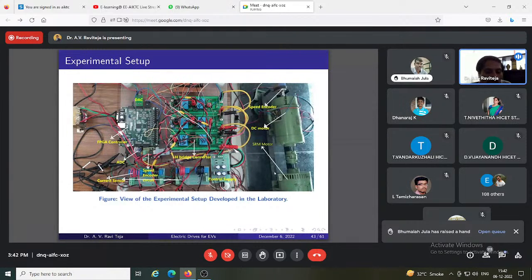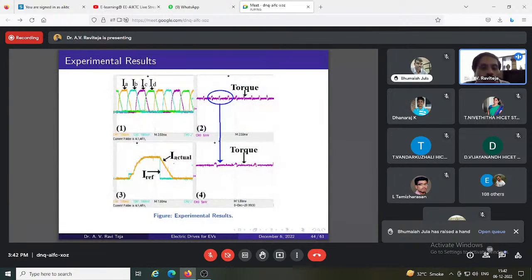This is the hardware prototype that we developed in the lab for the same setup, and these are the hardware results. If you observe, every phase current is rising slowly and falling slowly. It will never be instantaneous.